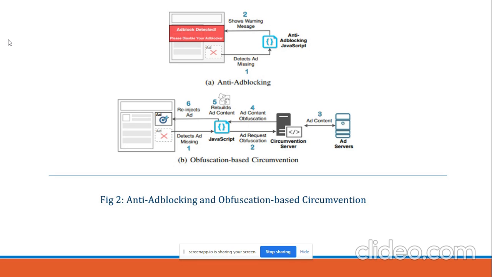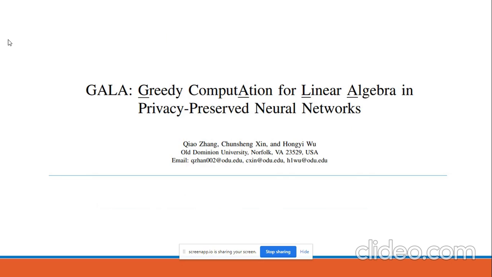The second, obfuscation-based circumvention, is part of the anti-ad blocking. Here, the JavaScript is updated through an ad request obfuscation, then a circumvention server sends a request to the ad server to send an ad, and the external ad is present on the URL.